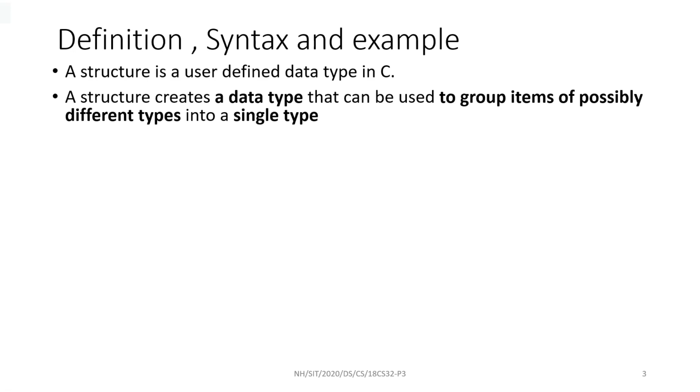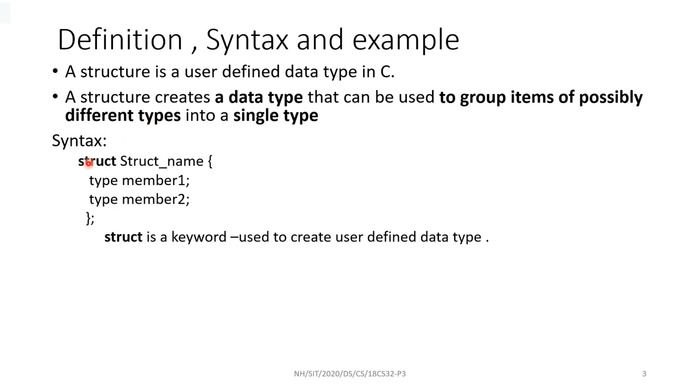In C, a structure is a user-defined data type which can be used to group items of possibly different data types into a single type. That single type is known as a user-defined data type or a structure. We are going to form our own new data type to solve our scenario.